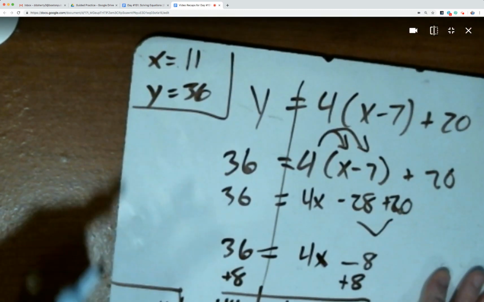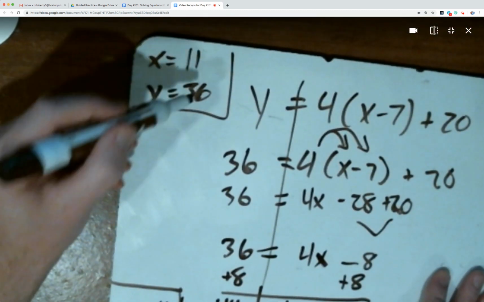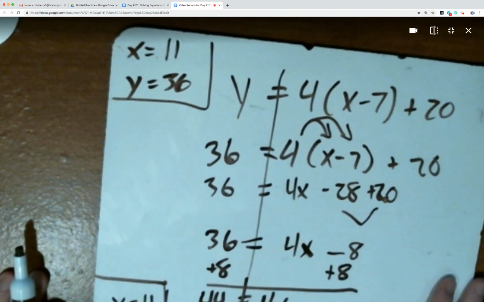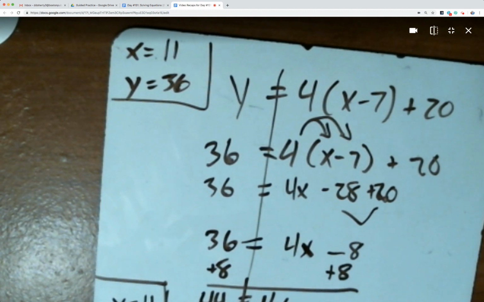To make sure you're correct, you're going to want to take the 11 for x, the 36 for y, substitute those into the original equation, and make sure that the equation is balanced, or a true statement after you simplify everything.